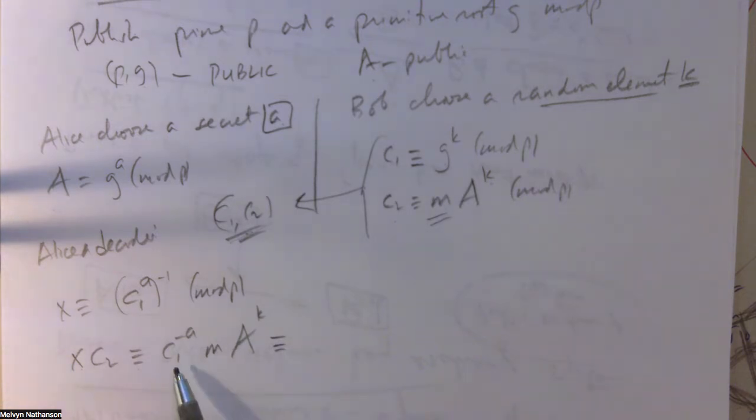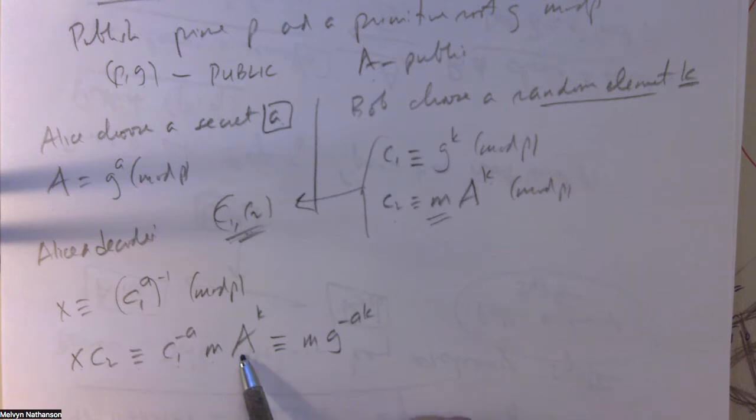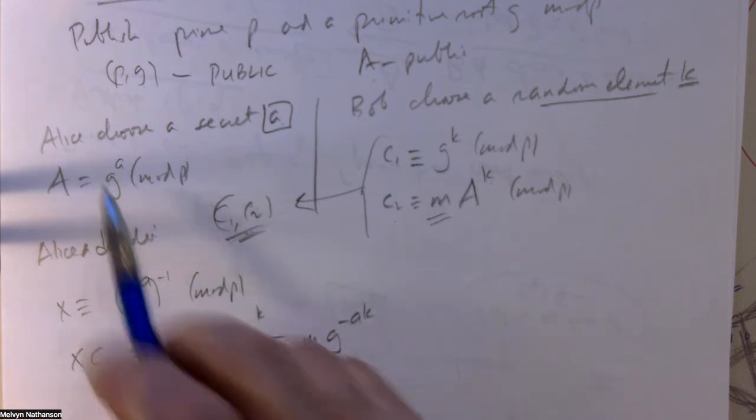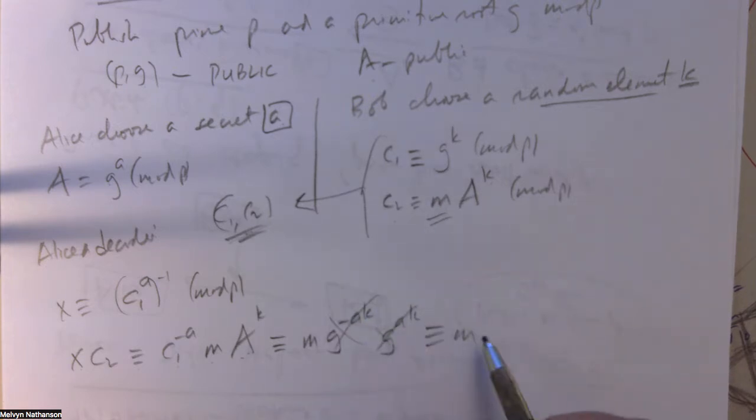What is this? C1 is G to the k. So this is G to the minus ak times M times capital A to the k, but what is capital A? It's G to the power a. So this is G to the ak. These cancel, and we're left with M mod P.